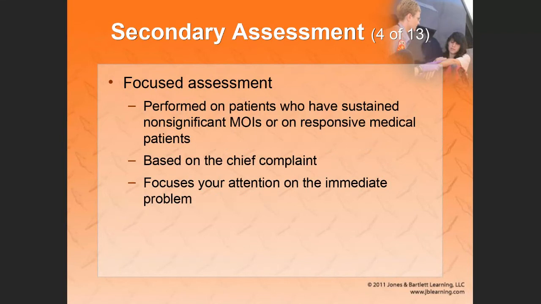Now, a focused assessment is performed on patients who have sustained non-significant MOIs or a responsive medical patient, right? So if it's a localized mechanism, the injury is specific to a limb, then you focus on that limb. If it's a responsive medical patient and they can tell you specifically what's happening, I'm having trouble breathing, then you focus on the respiratory system and the cardiovascular system, right? You will be guided by the patient's chief complaint. Focus your attention on immediate problems. So if there's something that can potentially lead to more serious complications, then you need to address it.